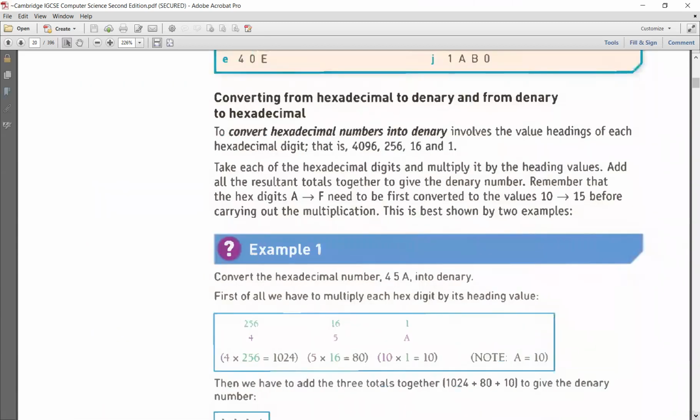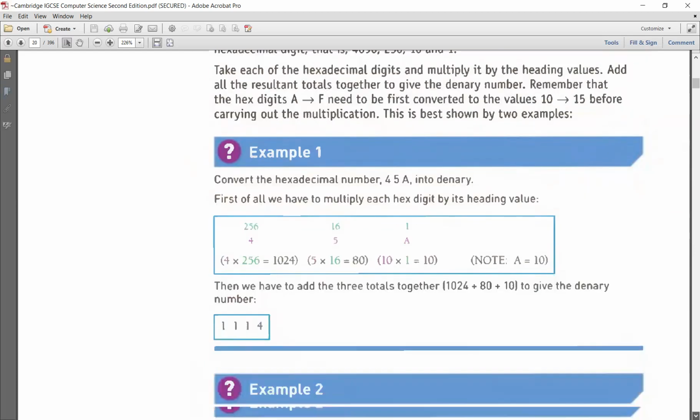Moving on to the next conversion, when you are asked to convert from hexadecimal to denary or denary to hexadecimal, hexadecimal to denary is very simple. You will be multiplying by the powers of 16: 16 power 0, 16 power 1, 16 power 2, which is equal to 1, 16, and 256. And what you will be doing then is multiplying 256 by 4, multiplying 16 by 5, and multiplying 1 by 10. And then you will add up all the results, and whatever you obtain is going to be written in the end as your final answer.